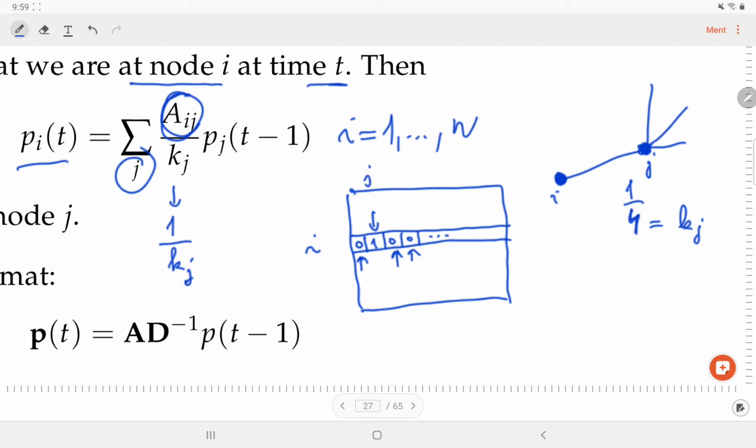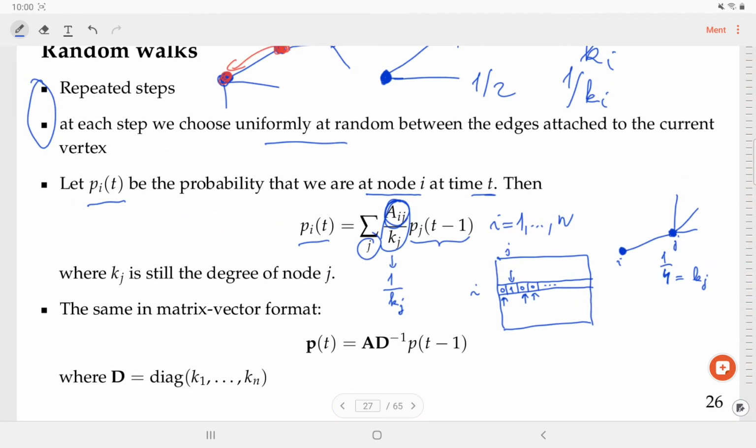So now the whole multiplication factor is 1 over 4, and then we need to multiply this with the probability that we were at node j one time step before, so t minus 1. And now we can rewrite this whole formula. Now this should actually be boldface, as this is a vector.